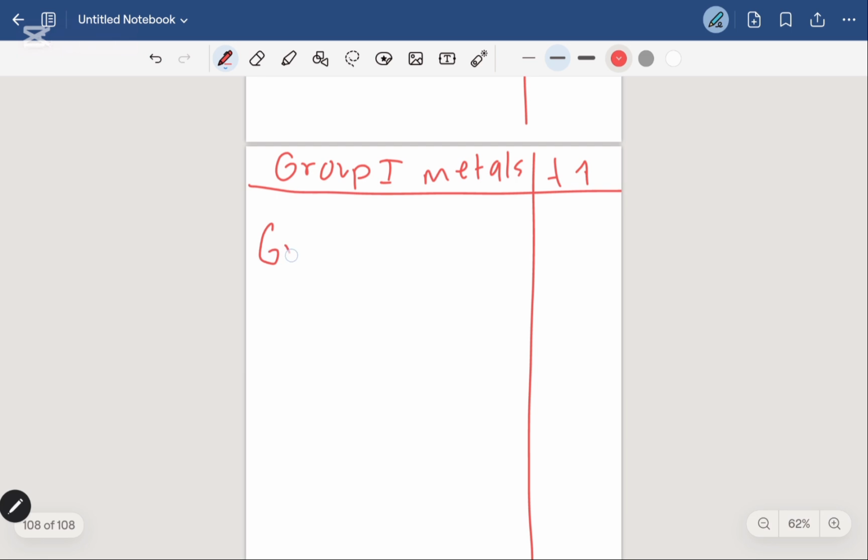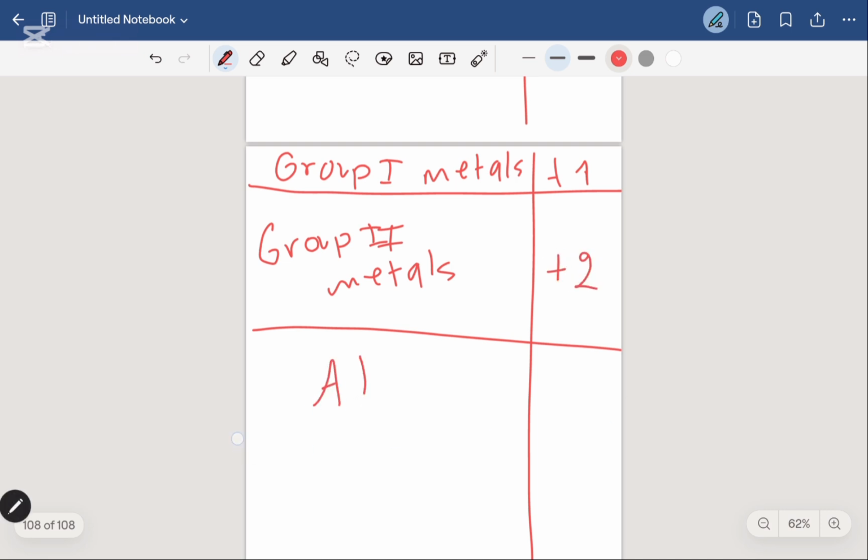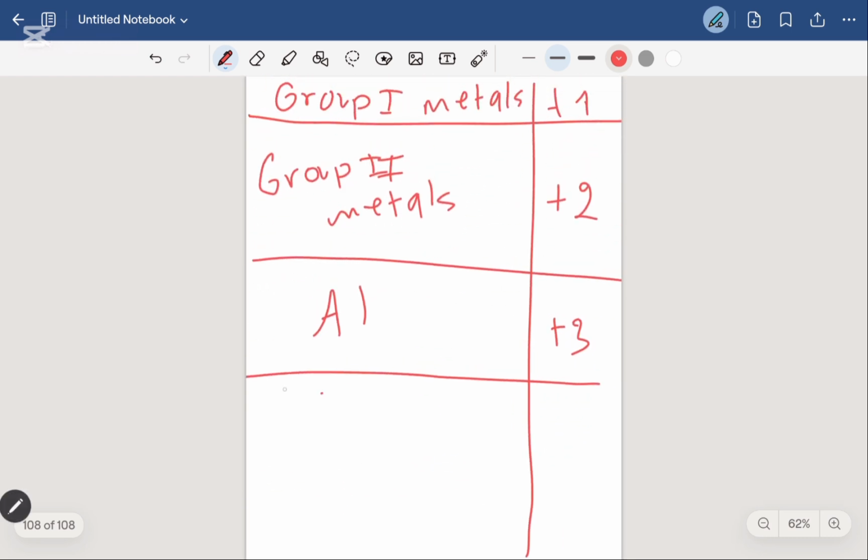Now we're going to move on to the next group, which is group 2 metals. Again, not in elemental form. Elemental form means, for example, one of the group 2 metals is magnesium, Mg. Do not take Mg as it is, but instead you can take it as an ion, or in a complex ion, as long as it's not in its elemental form. Its oxidation number is going to be +2. Now aluminium is going to be +3. Okay, so the oxidation number of aluminium is +3. Oxygen is an interesting case.